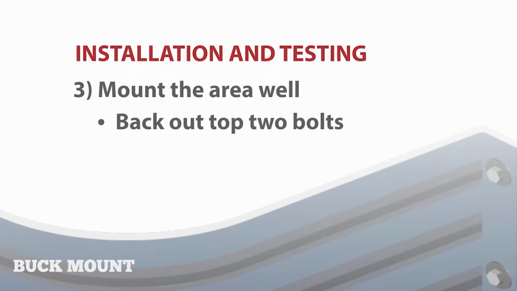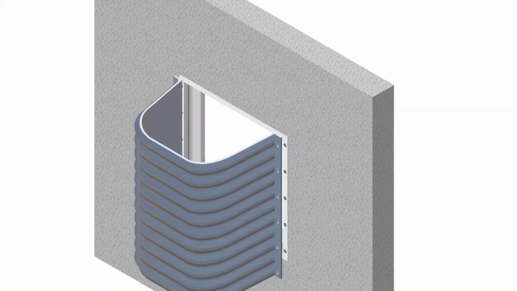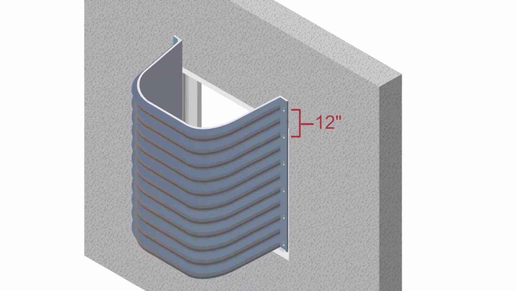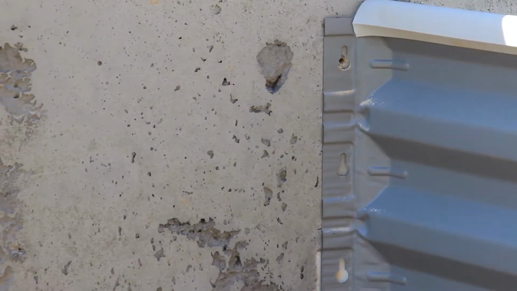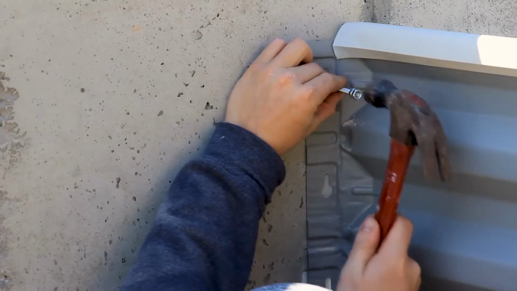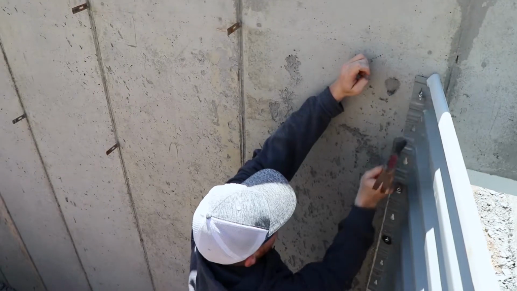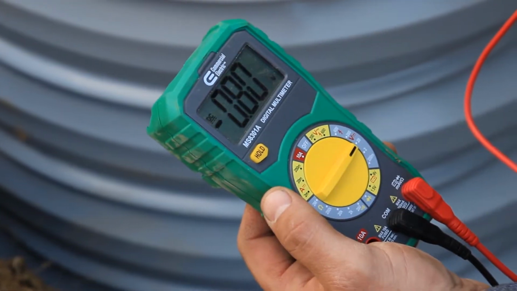Mount the area well. Back out the top 2 bolts in the window buck and remove the rest of the bolts. If the grade requires the area well to be installed 12 inches or more above the buck, the top of the area well will need to be secured to the wall with additional concrete attachment bolts. Be sure to do a continuity test on each bolt used outside of the buck.